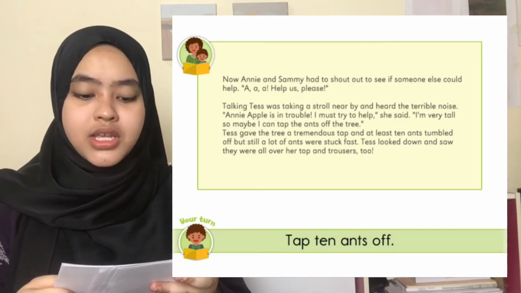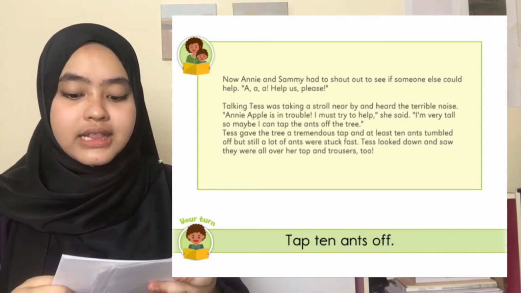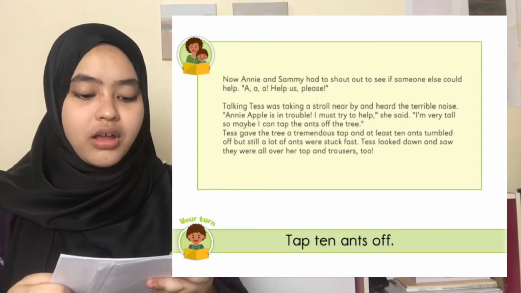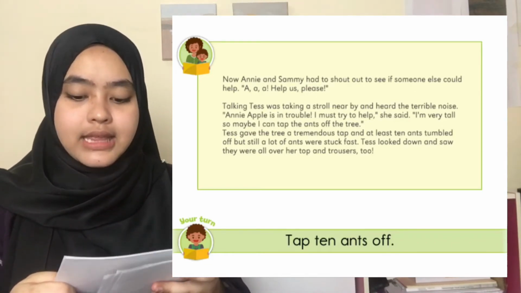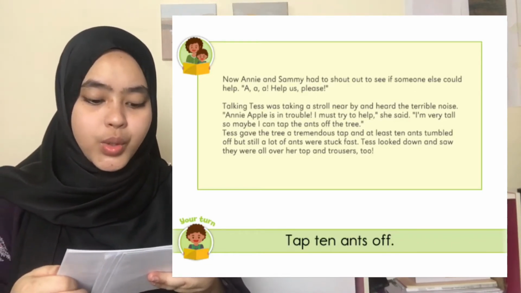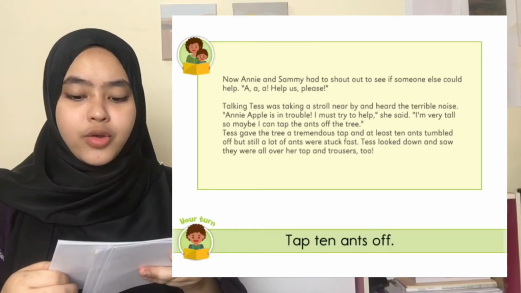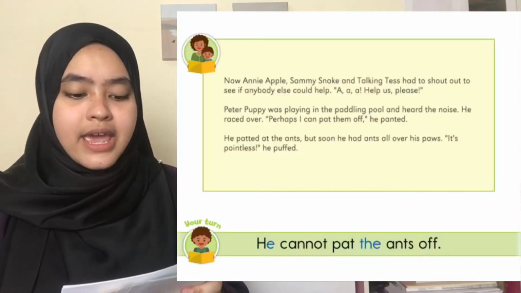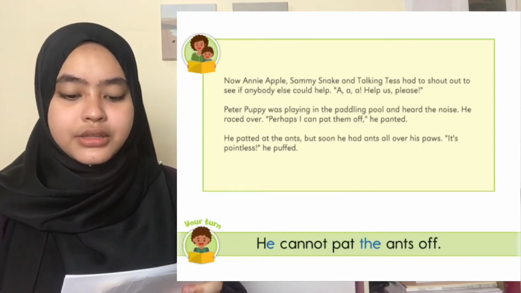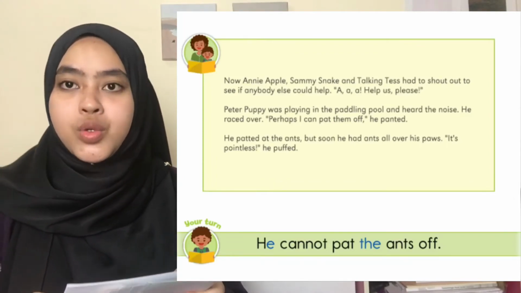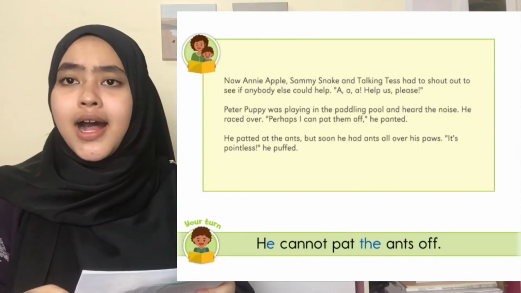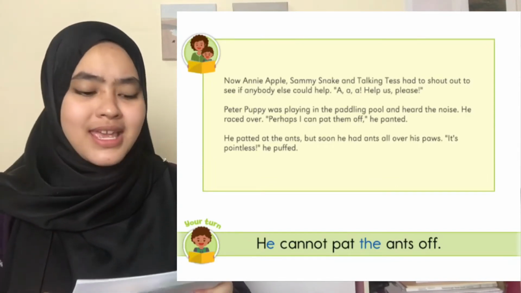Tess gave the tree a tremendous tap, and at least 10 ants tumbled off, but still a lot of ants were stuck fast. Tess looked down and saw they were all over her top and trousers too. Now, Annie Apple, Sammy Snake, and Talking Tess had to shout out to see if anybody else could help. "Help us, please!"